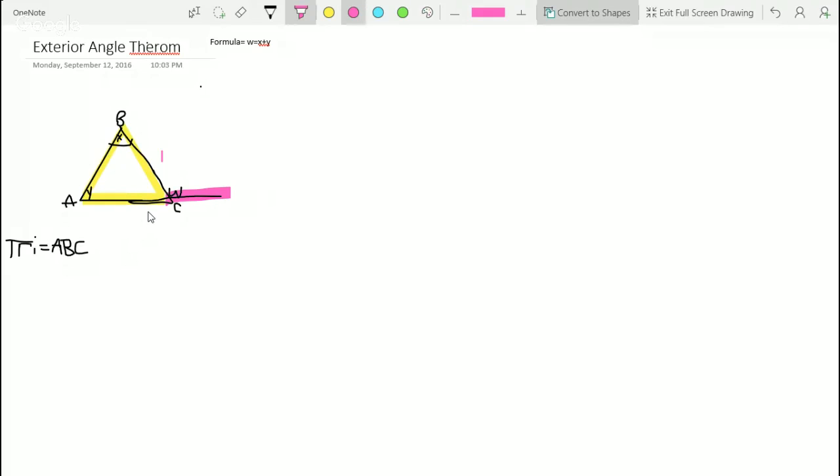How do we find this? We use our formula W equals X plus Y. The measure of the exterior angle is equal to the sum of the interior angles. So basically what I'm saying is the measure of the exterior angle is the sum, which is adding. So you add the two interior angles.